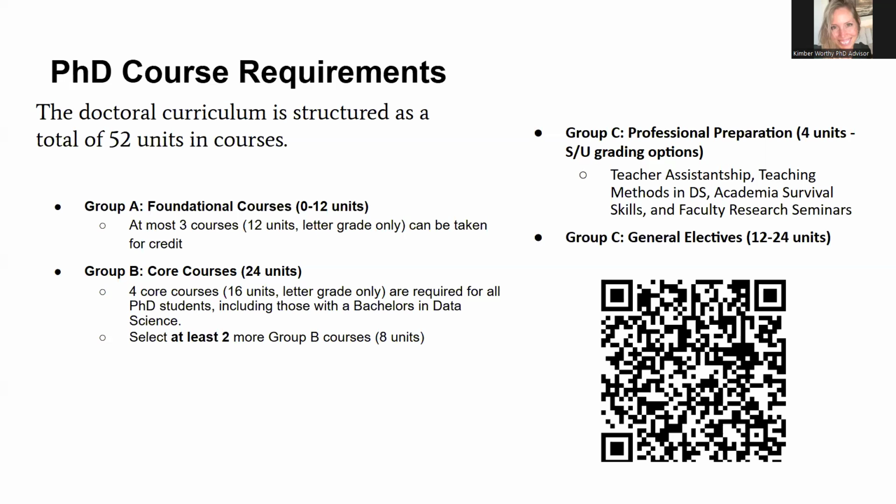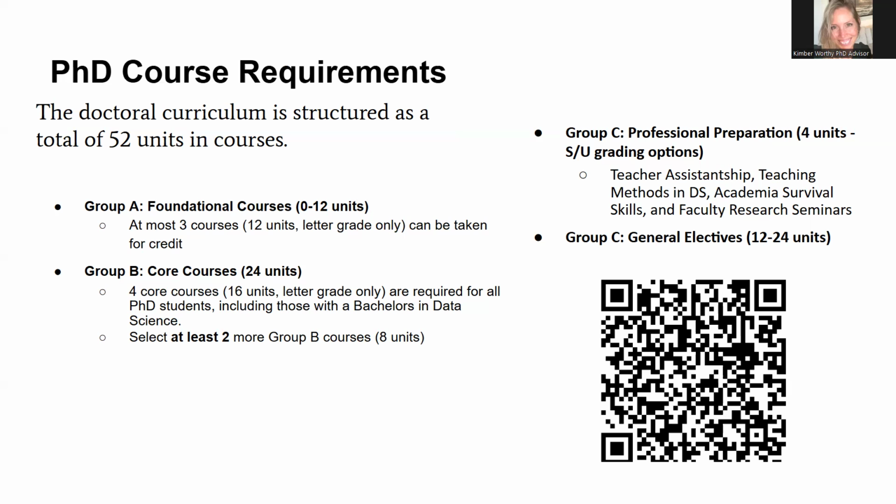Then you have Group B core courses. These are a total of 24 units. These are non-negotiable. So you have 4 core courses, which consist of 16 units, and letter grade only. So please remember these are letter grade courses. And then you have 2 courses that you can select from Group Bs. Here on the other side, you have Group C's, professional preparation.